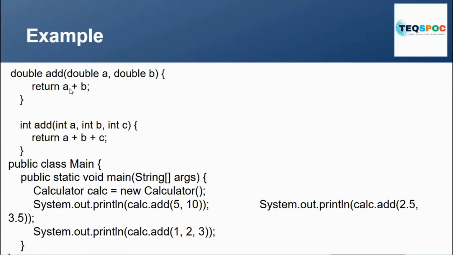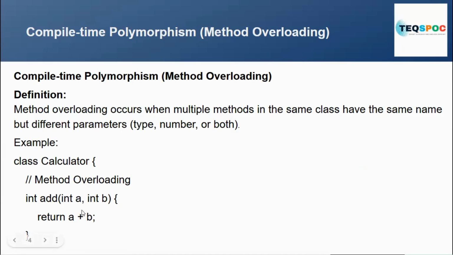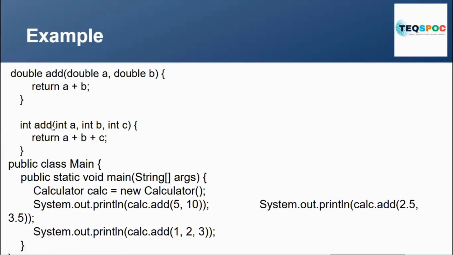So you have created more than one method with the same name, and only the passing parameters are different. The same method is performing different operations. That is basically called method overloading. It means writing two or more methods in the same class with the same method name, and only the passing parameters are different.